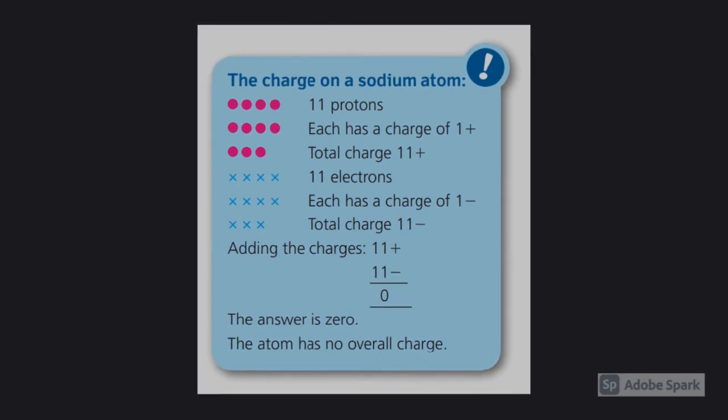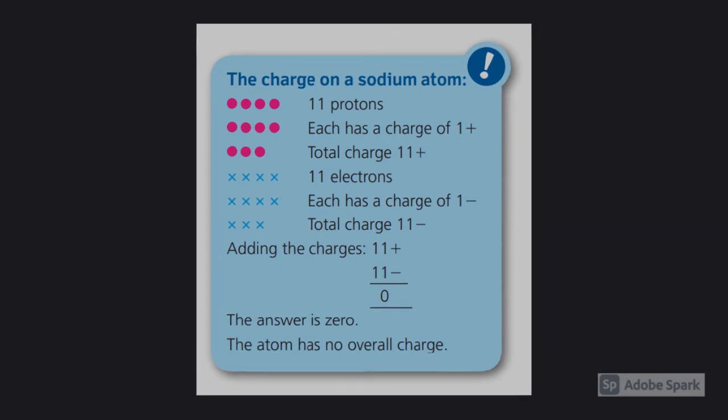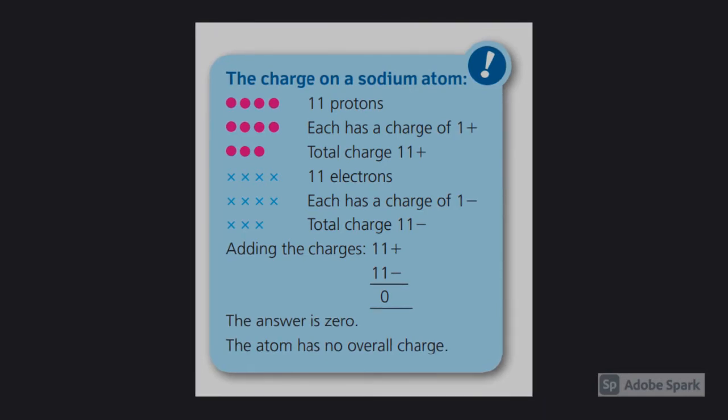Now the sodium atom also has 11 electrons, so it has an equal number of protons and electrons. The same is true for every sort of atom. Every atom has an equal number of protons and electrons, so atoms have no overall charge. The positive and negative charges cancel each other out.